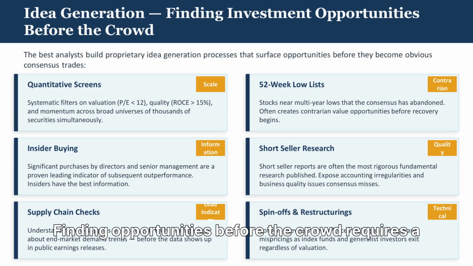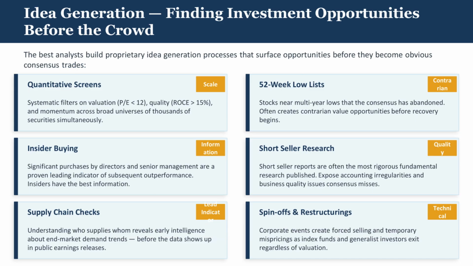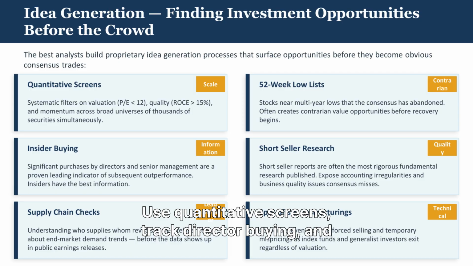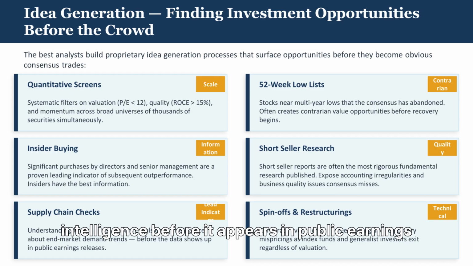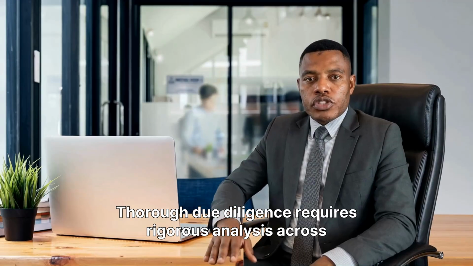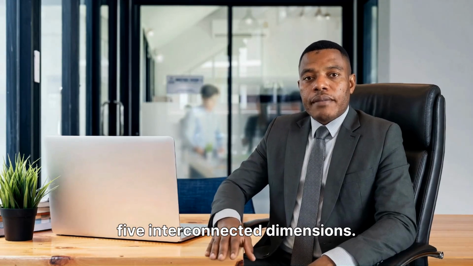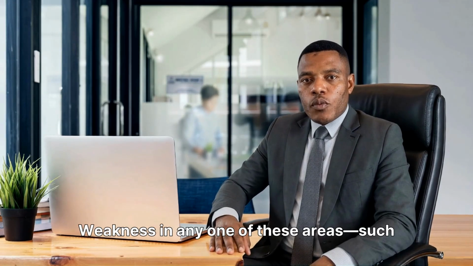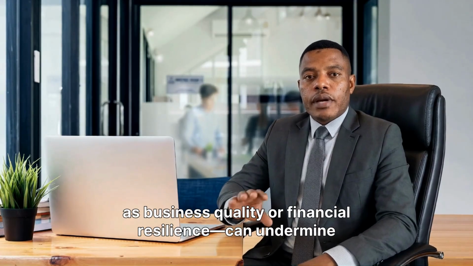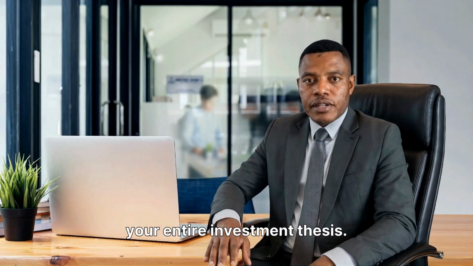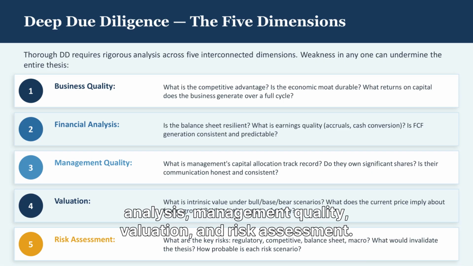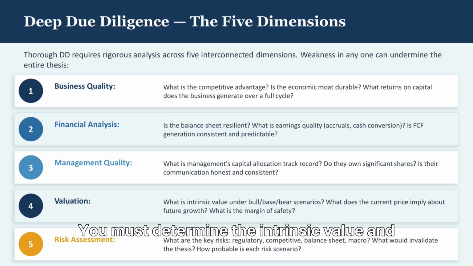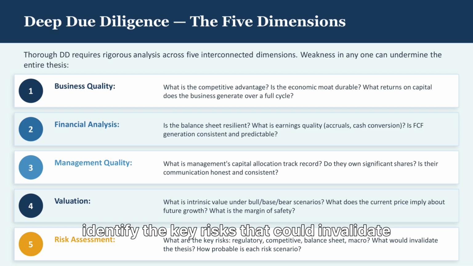Finding opportunities before the crowd requires a proprietary process. Use quantitative screens, track director buying, and perform supply chain checks to reveal early intelligence before it appears in public earnings releases. Thorough due diligence requires rigorous analysis across 5 interconnected dimensions. Weakness in any one of these areas, such as business quality or financial resilience, can undermine your entire investment thesis. These 5 dimensions are business quality, financial analysis, management quality, valuation, and risk assessment. You must determine the intrinsic value and identify the key risks that could invalidate your thesis.